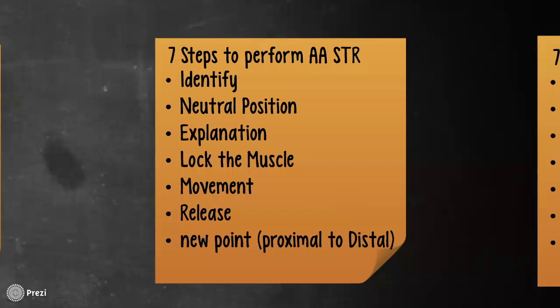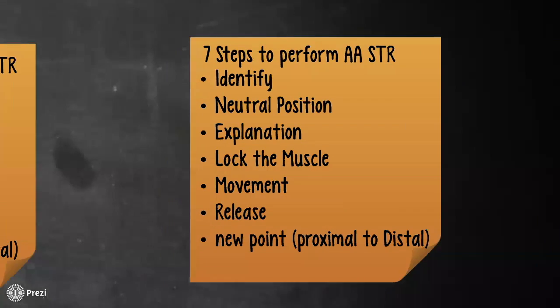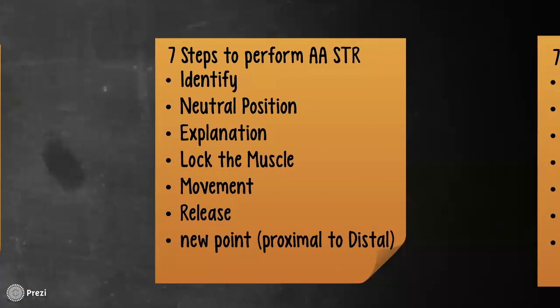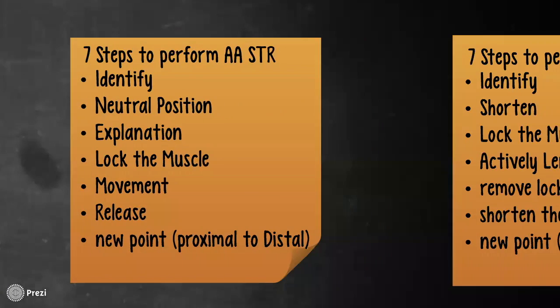Again, when you're doing active assistive, everything's practically the same until you get to the stretching portion, because at this point you would have them do a movement on their own. So while maintaining the lock, you ask them to move in a way that they feel it stretch in the muscle. That's where we're looking at the active assistive. And then again, once the muscle's been stretched, release the lock, choose another fixed position, working proximal to distal.